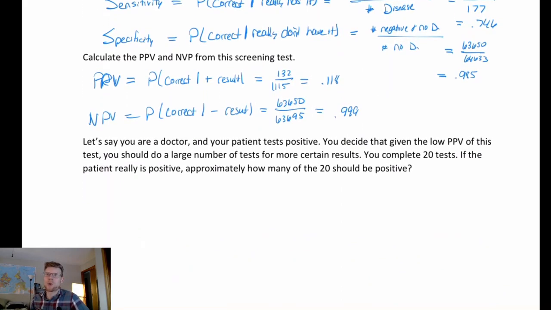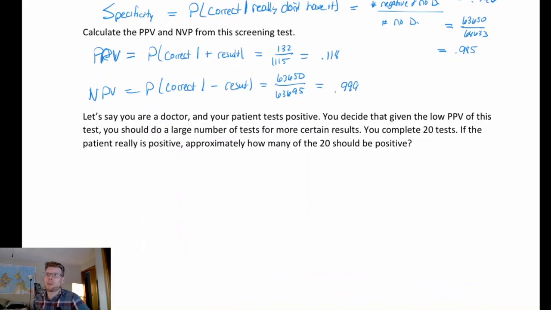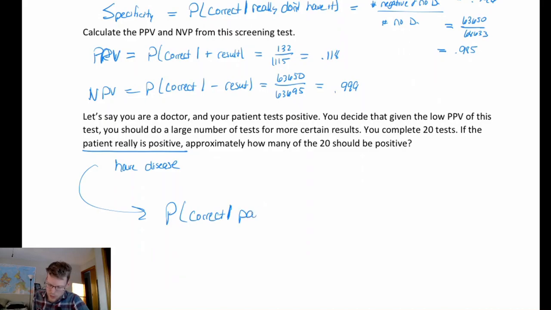Now, last question. Let's say that you are a doctor and your patient tests positive. You decide that given the low PPV of this test, you should do a large number of tests for more certain results. You complete 20 tests. If the patient really is positive, approximately how many of the 20 should be positive? So if this patient really has the disease, then we're really asking the probability of correct given patient has disease. And so this is asking for sensitivity.